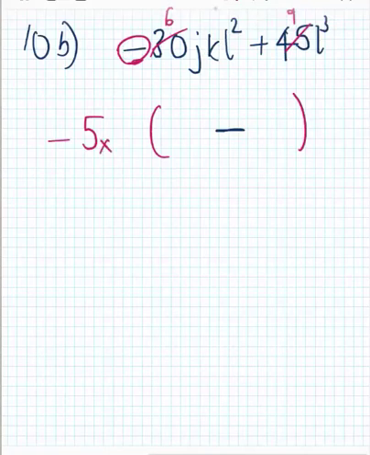6 and 9 both have a factor of what? Of 3. So I'm going to take out a 3. 6 divided by 3 is 2. 9 divided by 3 is 3. So my leftovers finally were 2 and 3. It cannot be simplified further.